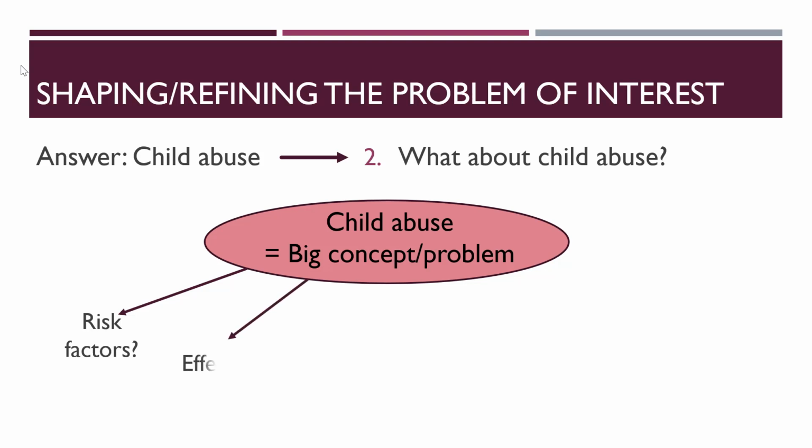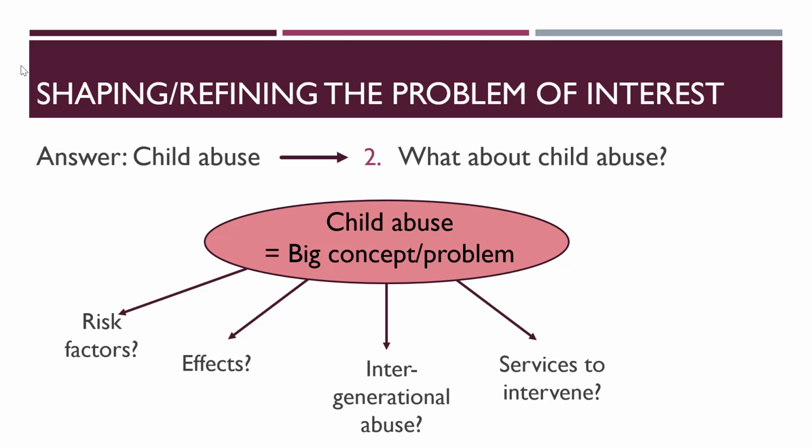Are we interested in, alternatively, the effects of child abuse? So in this case, if we are interested in the effects of child abuse, then child abuse is actually the independent variable. And the outcome that we're interested in is the consequences of child abuse. Are we interested in intergenerational abuse? Why some parents who were abused themselves go on to abuse their children? Or are we interested in services to intervene or services to prevent child abuse? And of course, there's many other aspects to child abuse that we can focus on as well.